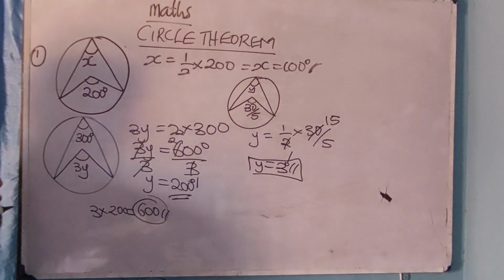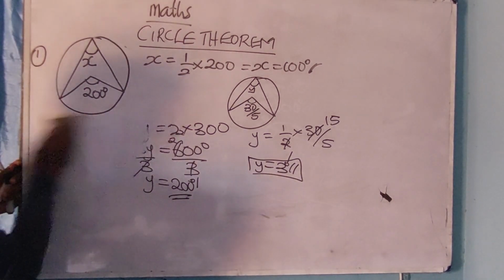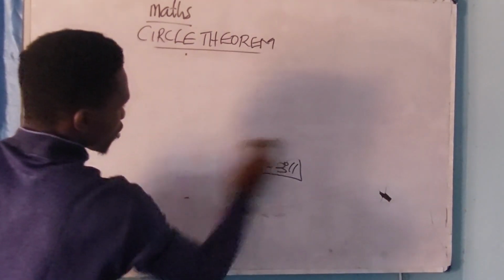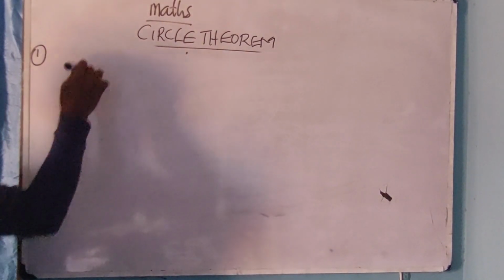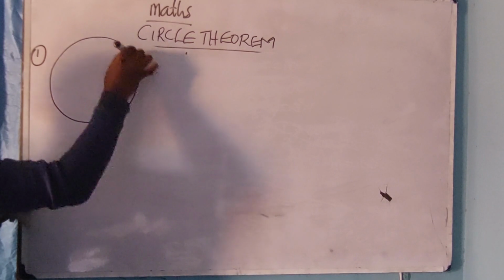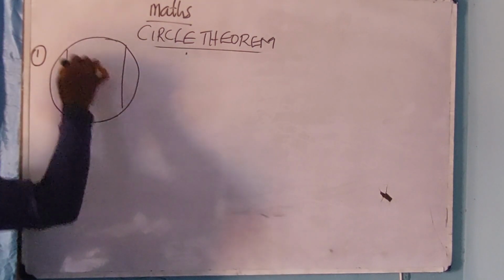So this is the first rule. Now, the second rule states that angles in the same segment are equal. Angles in the same segment are equal. If I have something like this, if I have a circumference as this, I have this.